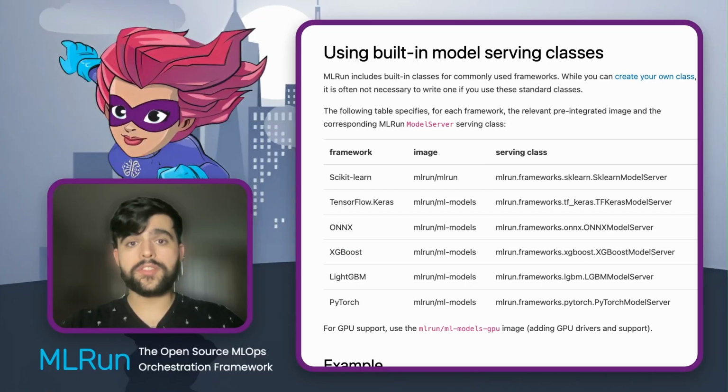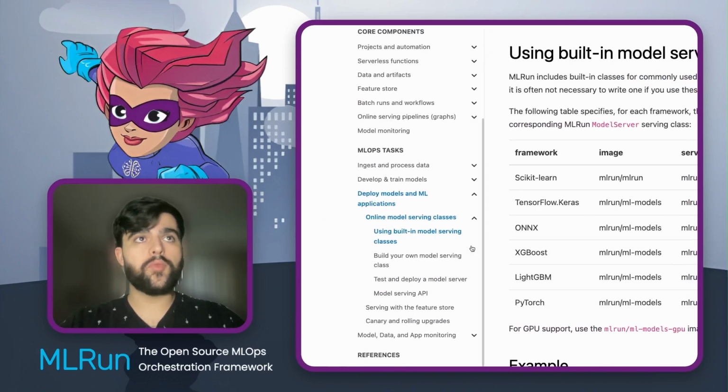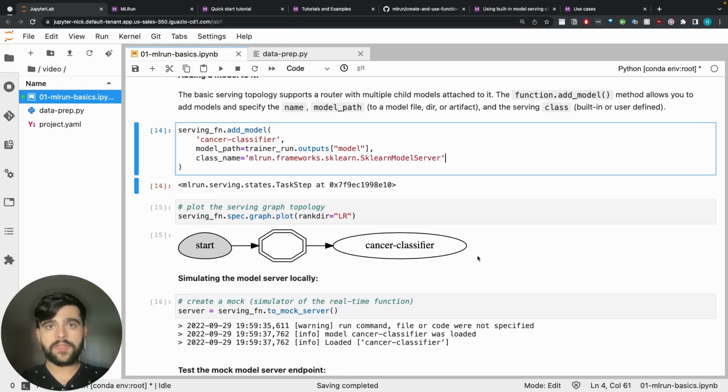I want to note that there's a bunch of great built-in model servers for all the common frameworks. You can also build your own custom model server if there's not one here that you need. You can read about this more under Deploy Models and ML Applications in the docs. So now we can print out our model server and see what it looks like. In this case, it's very simple because we just have a singular model, but as we'll see in a moment, you can get a lot more advanced.